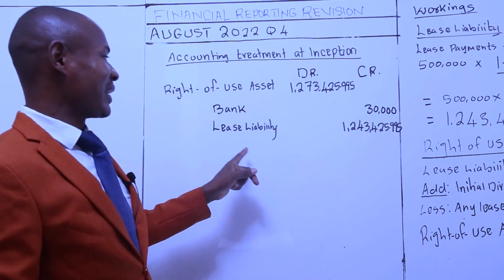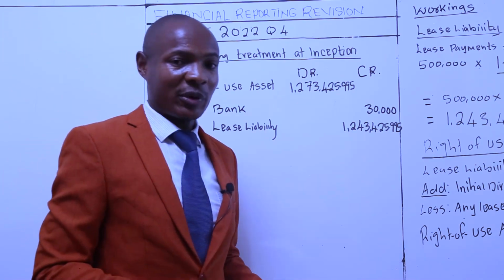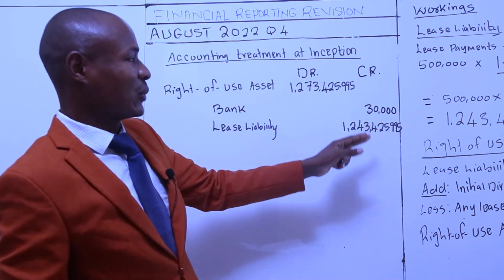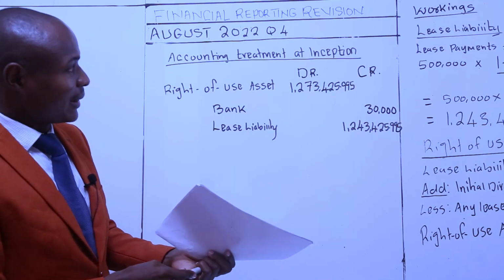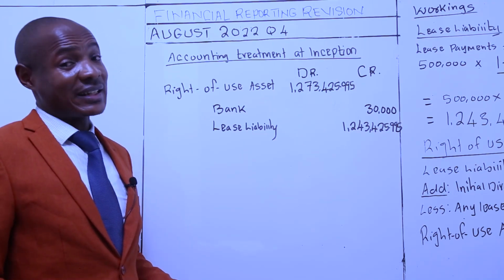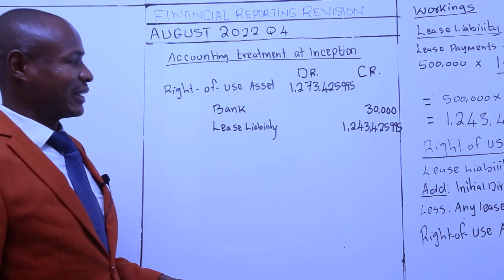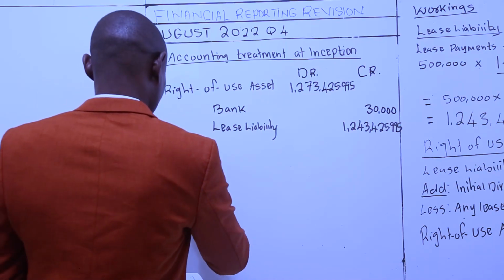Then you also credit the lease liability of 1,243,425.995. If you add these two, of course, this journal will balance. That is the accounting treatment at inception. What follows is subsequent measurement.